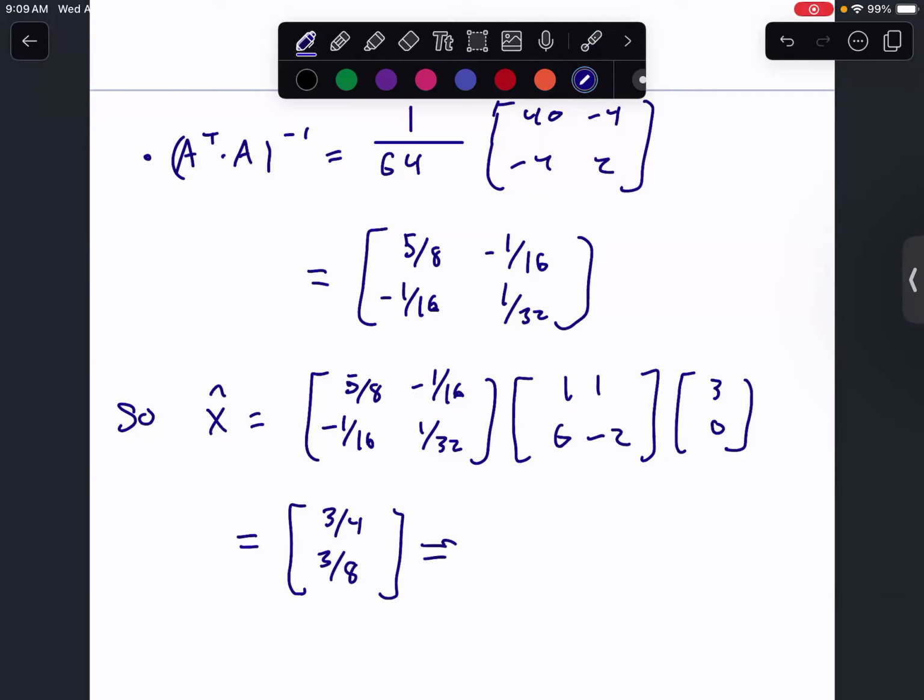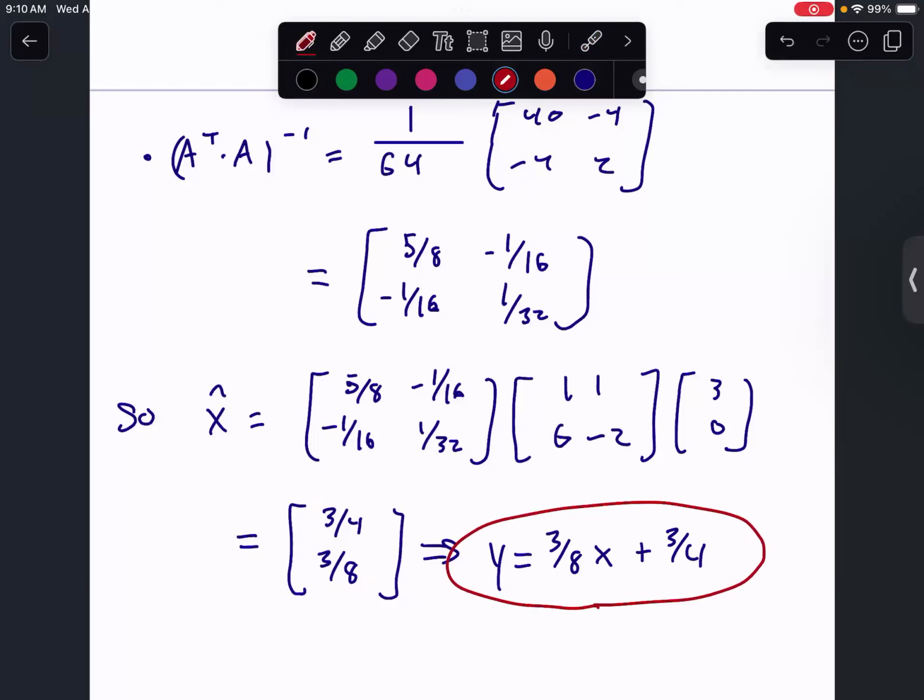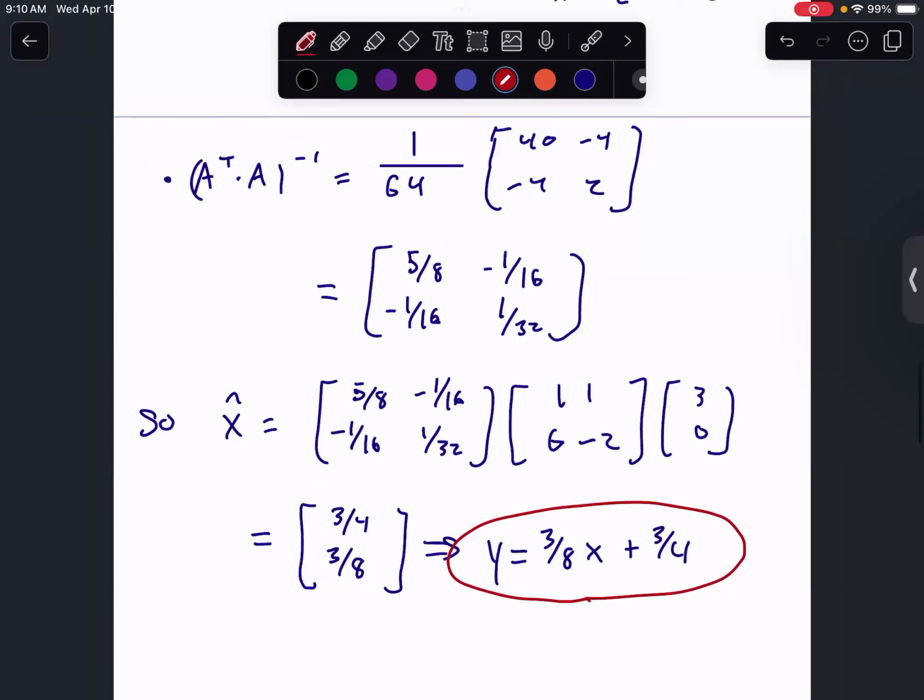And so what this implies is that from these two, this x component here and this y component here, you can determine a line where the slope of the line is given by the y component, and then the y-intercept is given by the x component, right? So you end up getting the following line: y is equal to 3 over 8 x plus 3 over 4. Okay, so that'd be the solution to this problem.